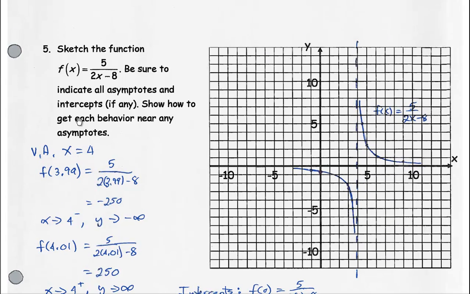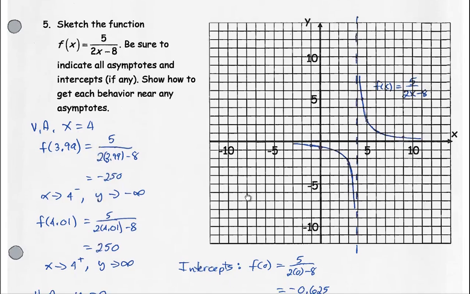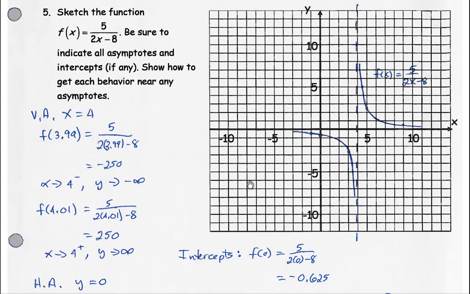For question number 5, we're asked to sketch this 5 over 2x minus 8 function. And so I'll start with the vertical asymptotes. If we set 2x minus 8 equal to 0 and solve, we get x equals 4. So x equals 4 is a vertical asymptote. It's where the function is undefined.